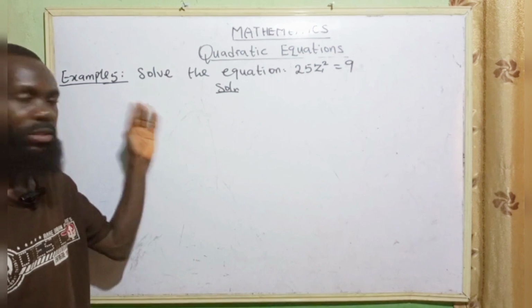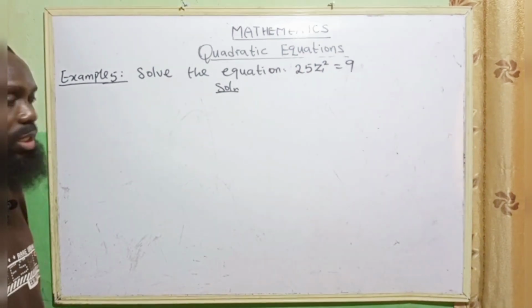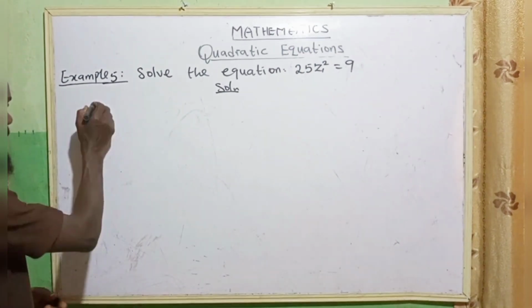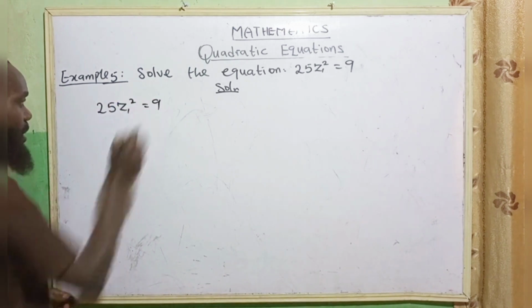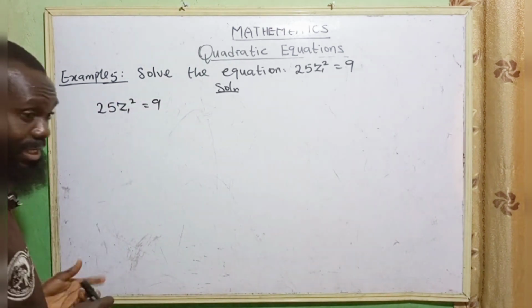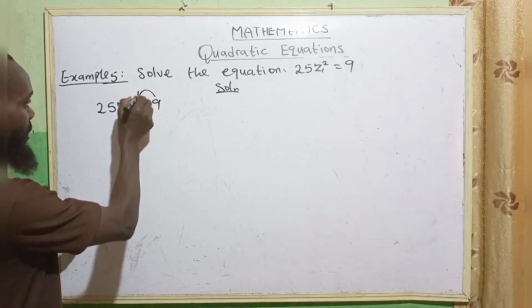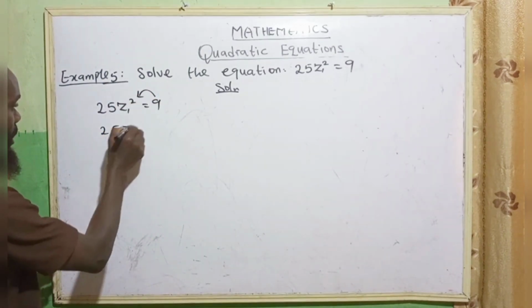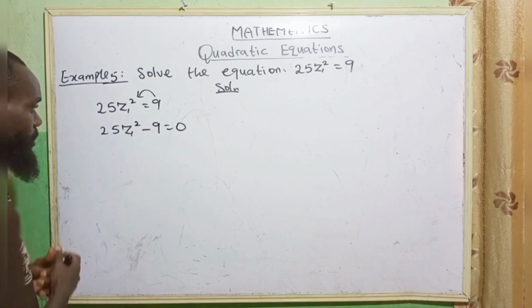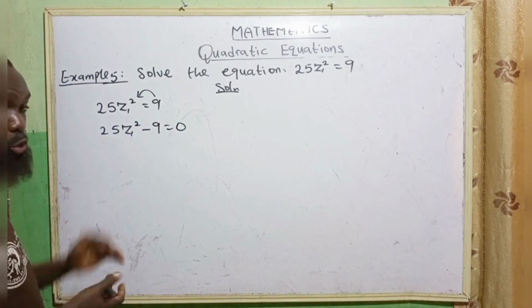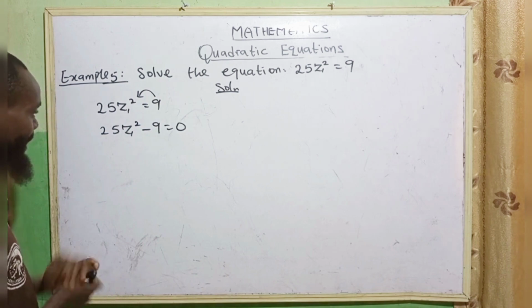Example 5. Solve the equation 25z squared equals to 9. 25z squared is equals to 9. Don't forget the last example we did. You have to take this one in. 25z squared minus 9 is equals to 0. Of course, this is the difference of two squares also. But in this case, there's a constant.